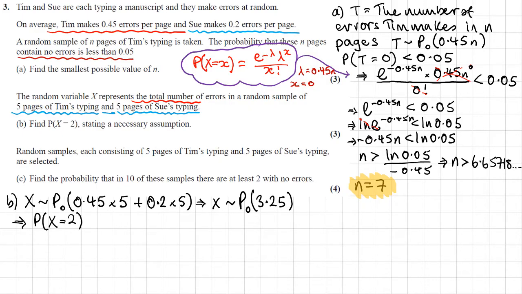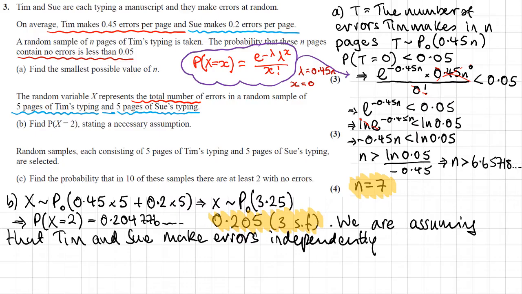So we can just use our calculators and Poisson PD. Or you could use the formula, but I guess the calculator is going to be quicker. And we get 0.204776 and so on. I'll give an answer to 3 significant figures, so 0.205, and I'll just put here that I've rounded to 3 significant figures. Now we also need to state a necessary assumption that we've made. What we're assuming is that Tim and Sue make errors independently.